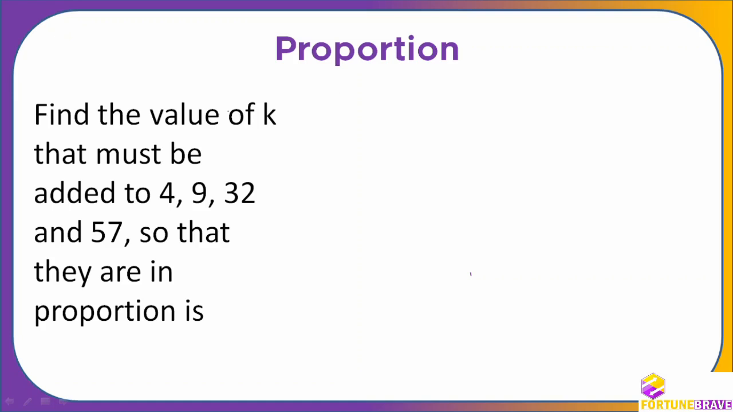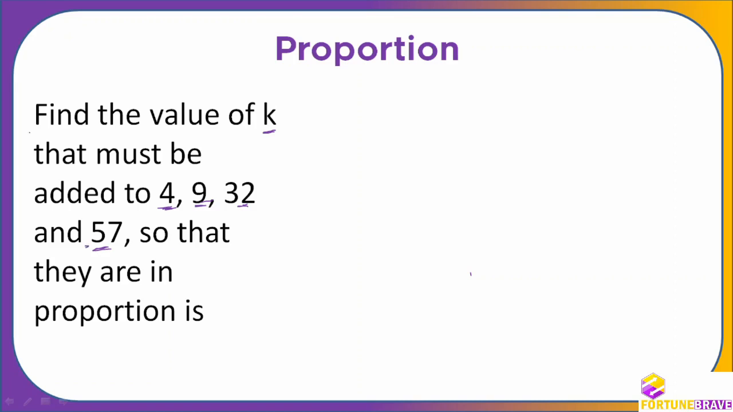Okay, so find the value of K that must be added to 4, 9, 32 and 57 so that they are in proportion. Let us see what they are saying. So 4, 9 and 32, 57 are not in proportion. When they are in proportion, two ratios are equal, so they are not in proportion. But if we add the same number, the value of K, to each one of them, they will be in proportion, is what it is saying.